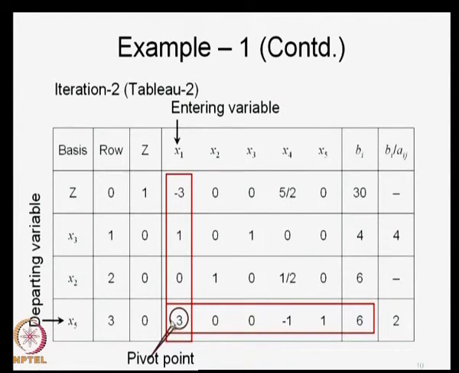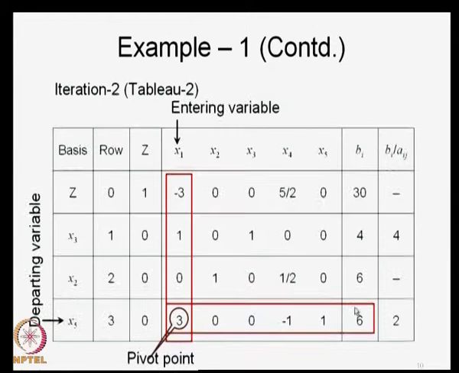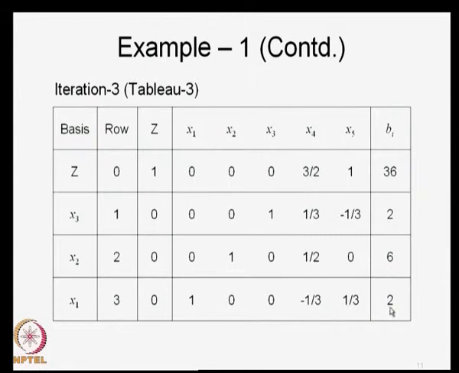Then, what is it that we do? We first divide the pivotal row by the pivotal element and rewrite that. So, your new basis will be Z, x3, x2, and x1 will come here, x5 will go out. We rewrite the basis; this remains the same, this remains the same, and first we rewrite the pivotal row by dividing the pivotal row elements by the pivot point. So, this would be 3 by 3 and 0 by 3, 0 by 3 and minus 1 by 3 and plus 1 by 3, and this will become 2. This is how you do the first transformation.